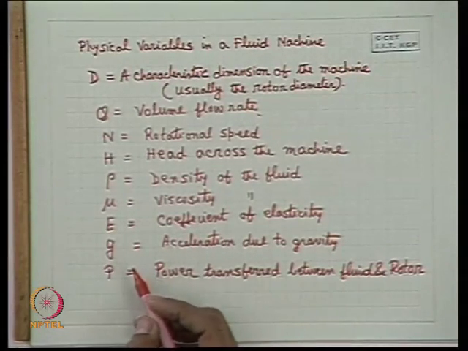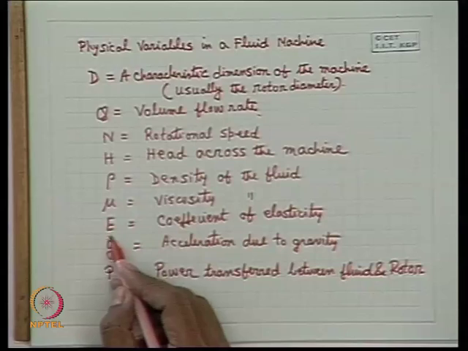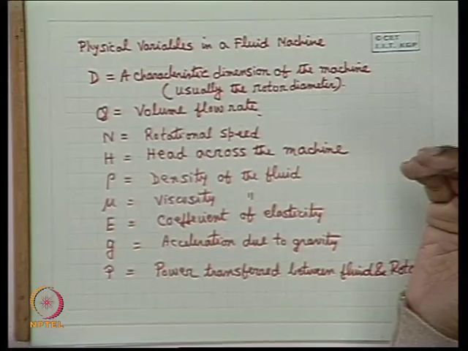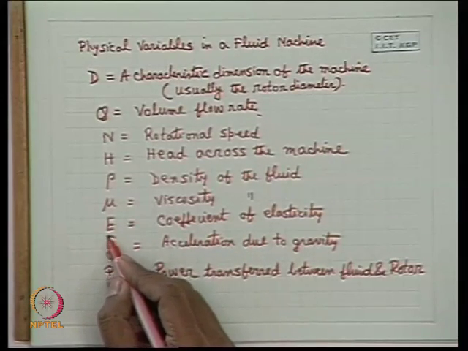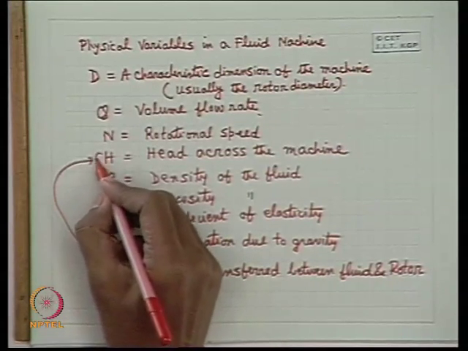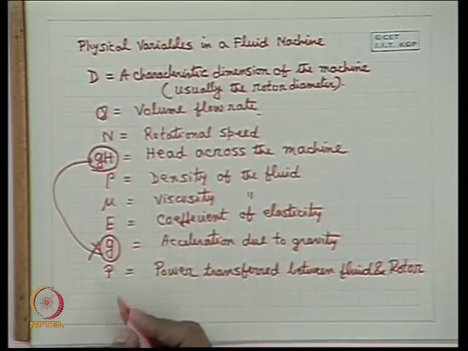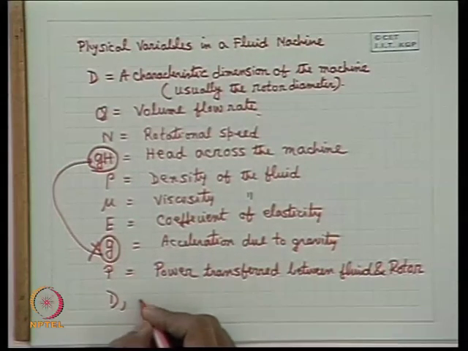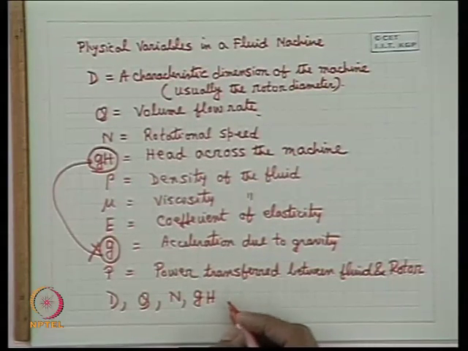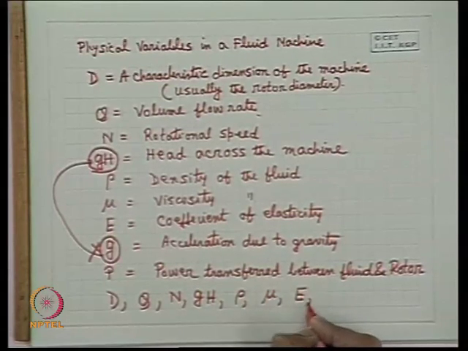Now, in almost all cases in fluid machines, the free surface does not exist. So the variation or the influence of g is neglected, because the influence of g in any problem comes when there is a free surface. When there is no free surface, the variation of g we do not take care of, and this g is rather coupled here with H. Instead of g, we take gH as the variable rather than g. So therefore, we arrive at these variables: D, Q, N, gH, that means energy per unit mass across the machine, not the head, then rho, then mu, then E, then P.